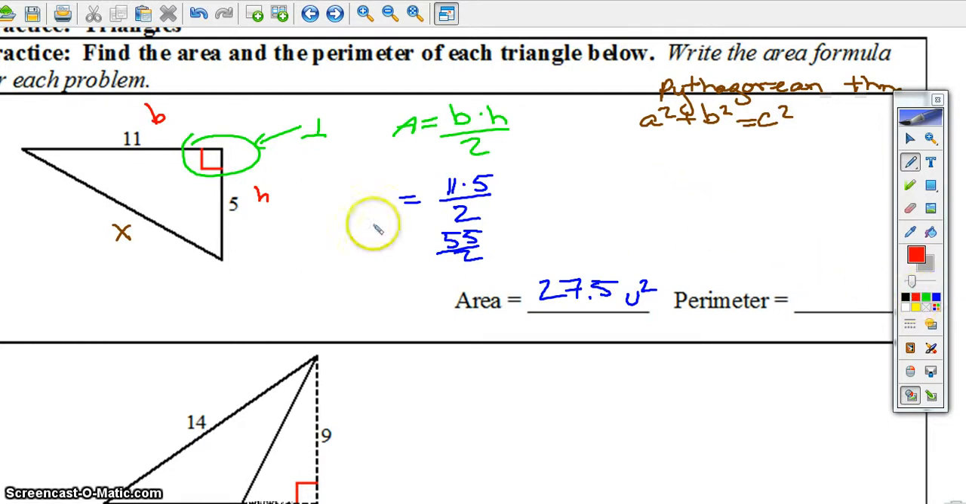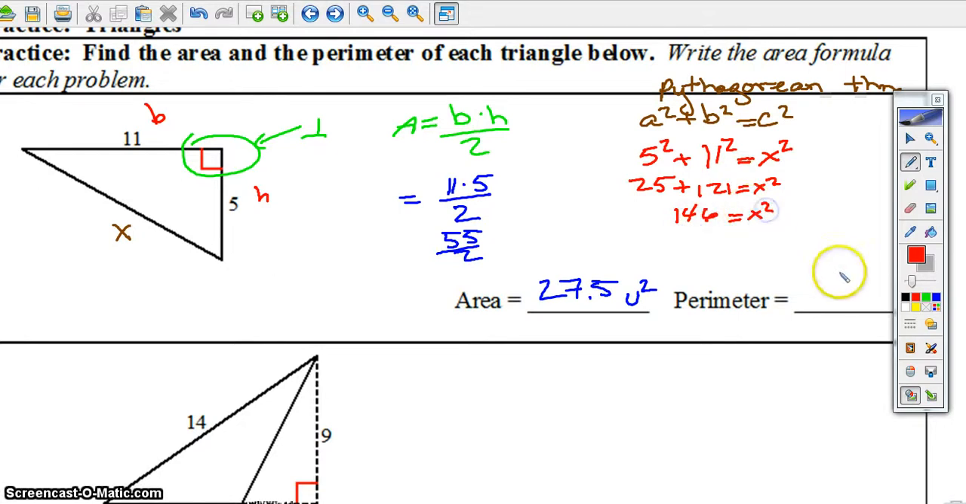Okay, so we're going to have to find x. So we have to say 5 squared. Remember, a and b are always your legs. They're always the two sides that form the 90-degree angle. So 5 squared plus 11 squared equals x squared. X is our hypotenuse. That's always our hypotenuse. So that's 25 plus 121, and that equals x squared. So that is 146.